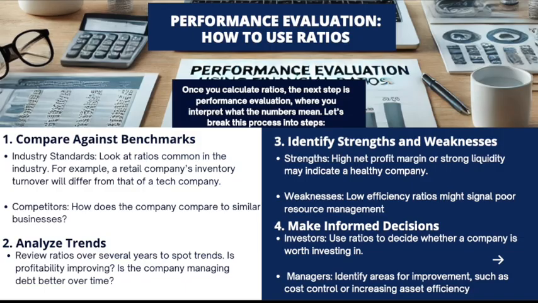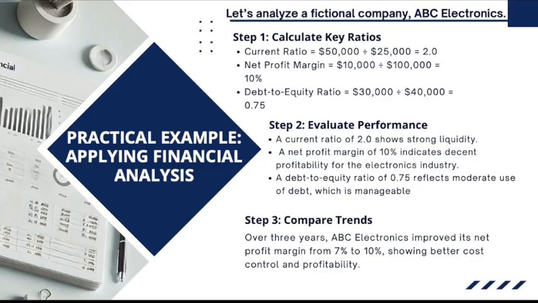So how do you use ratios for performance evaluation? Once you've calculated all the ratios, you want to first of all compare them to the industry benchmarks. What's typical for this industry? Second is analyze trends. Are the ratios improving or declining over time? Third is identify strengths and weaknesses, such as high liquidity or low efficiency. And fourth is make data-driven decisions. Should you invest or improve operations?